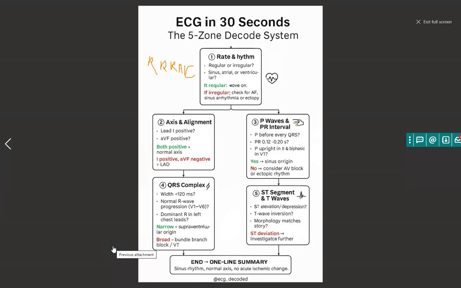Look at lead 1 and AVF. Try and just really focus on that. If there's axis and there's alignment, then you have nothing to worry about. But if there's right axis deviation, left axis deviation, you want to think, and in right axis deviation, we always say right to kiss. In left axis deviation, we say left to leave. And you're asking yourself, especially with right axis deviation, what's going on here? Is there obesity? Is there any respiratory problem?